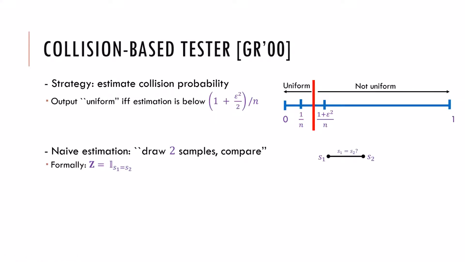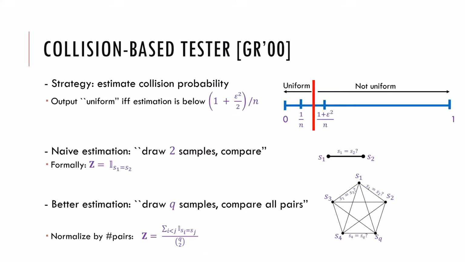So a very naive estimation would go just by definition and would say, okay, what happens if I draw two samples and compare them? Well, then I can observe the indicator of whether they had the same value or not, and this indicator is either 0 or 1, which is kind of useless. But what's good about this indicator is that in expectation, this is going to be exactly the collision probability. So what we need to do is to make more comparisons and average over many such indicators. And indeed, this is what Goldreich and Ron were doing.